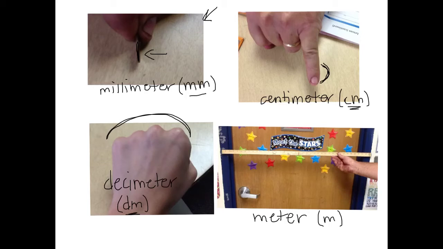And finally, the last one we wanted to show you on here is a meter. And that can be represented approximately the width of a doorway. So you can see the doorway to my classroom here is about 1 full meter. And that's abbreviated with just a lowercase m for meter. So this is just a guide that you can use to help you to remember the metric system.